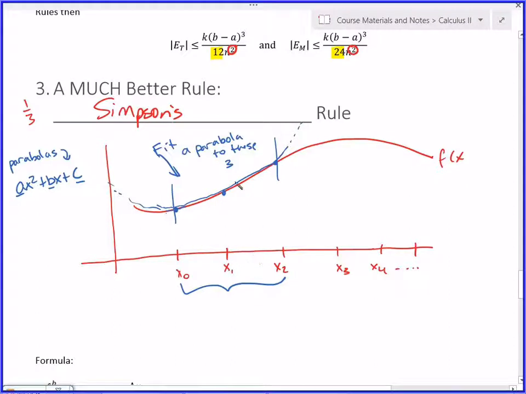Then integrate that parabola over that interval, find the area, and then do the same thing for the next three points. Use this one, and this one, okay? And then repeat. And we can derive a formula.